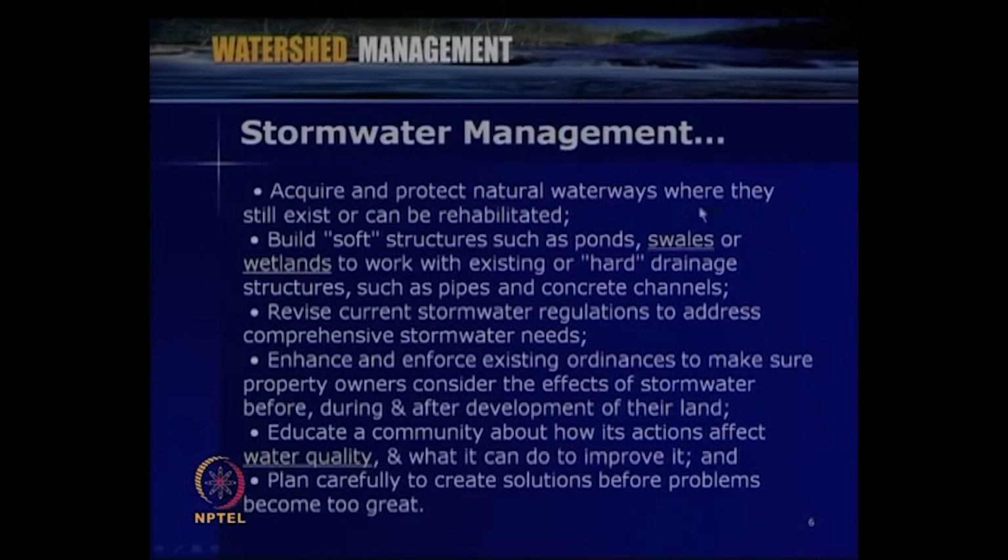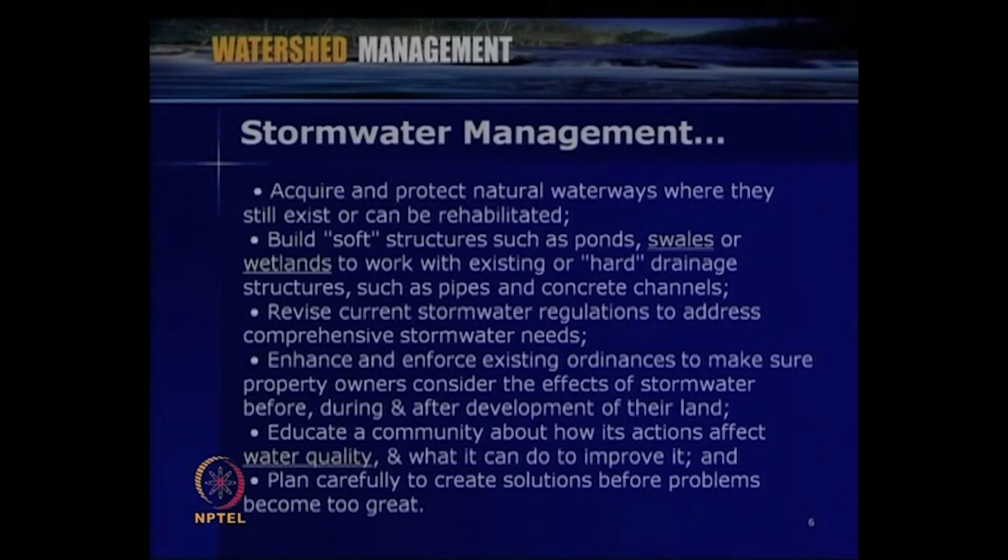We have to acquire and protect natural waterways where they still exist or can be rehabilitated. If development work is going on in natural waterway areas, then how can we do best management practices? We can build soft structures such as ponds, swales or wetlands to work with the existing hard drainage structures such as pipes and concrete channels. So, as far as stormwater management is concerned, we can go for soft structures or we can go for hard drainage structures.